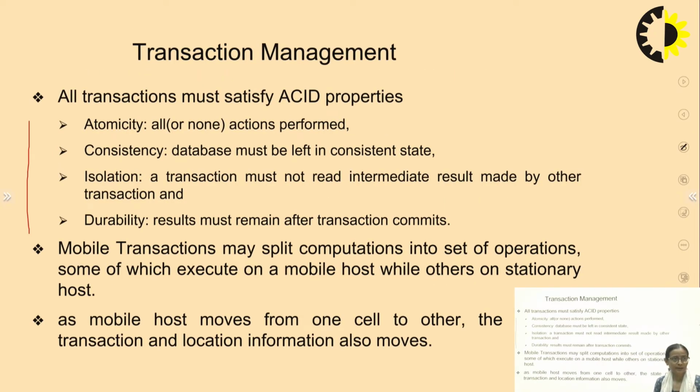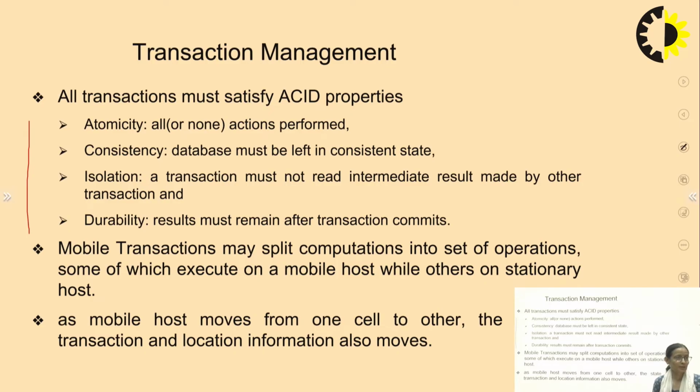Another important challenge is how we are going to manage the transaction. When we talk about the transaction, it must satisfy the ACID properties of your DBMS. That is, atomicity: all or none of the actions, either all actions or the whole transaction is completed, or none of them. Consistency says that whenever you perform certain actions on the database, it must be left in a consistent state. And moreover, in the previous challenges, we have seen that we are working in a distributed environment, so consistency is an important factor, or you could say a challenge, here.